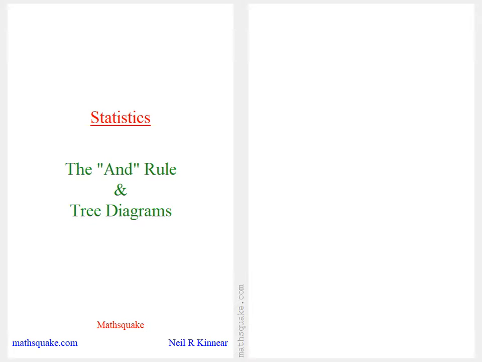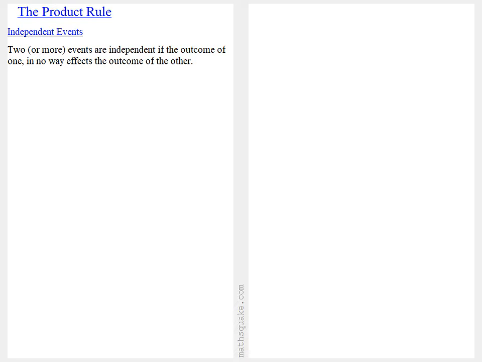Statistics, the AND rule, and tree diagrams. Now let's have a look at the product rule. First, we need to introduce the idea of independent events. Two or more events are independent if the outcome of one in no way affects the outcome of the other.